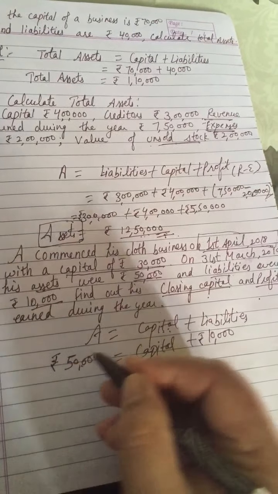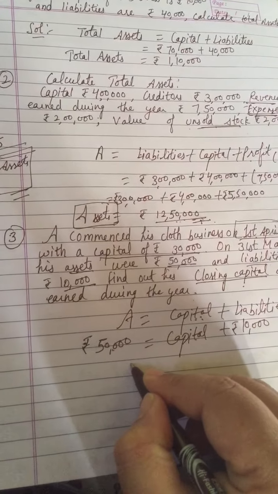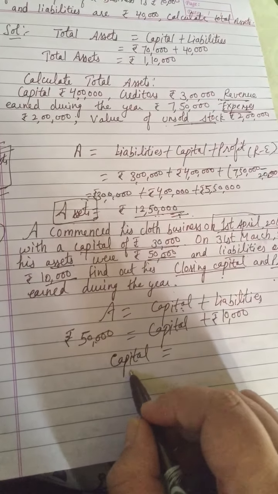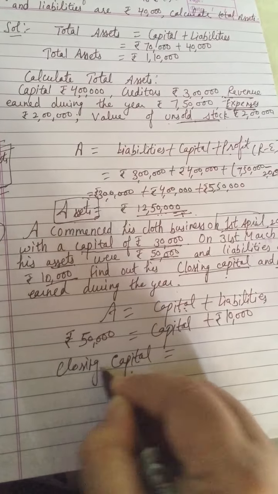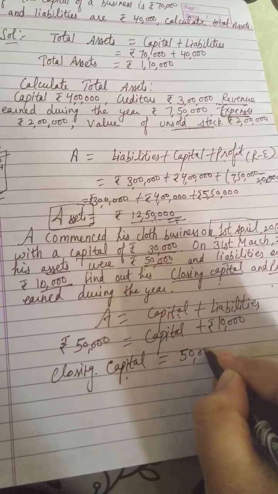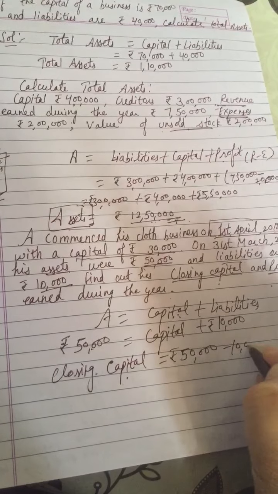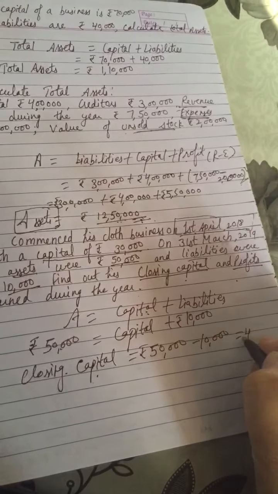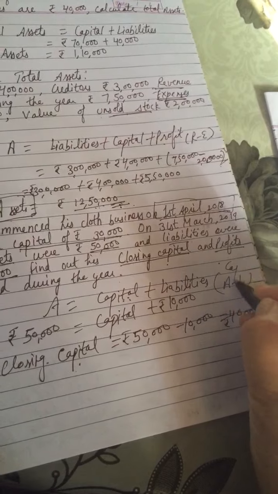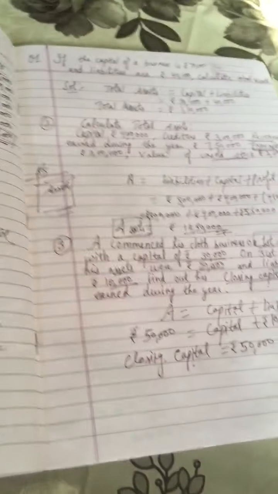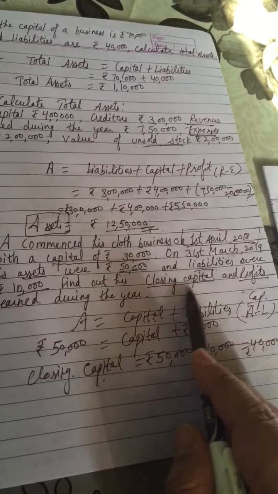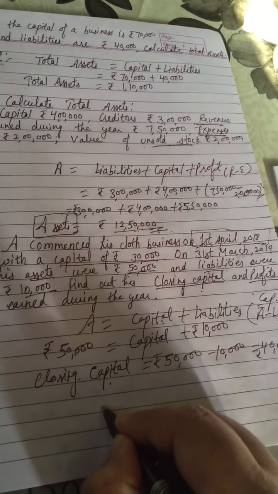You have to put the sign of money. Now capital, or closing capital we can say, equals to assets minus liabilities, that is 50,000 minus 10,000 equals to rupees 40,000, means assets minus liabilities equals to capital, and 40,000 is our closing capital. And we have to find profit also.